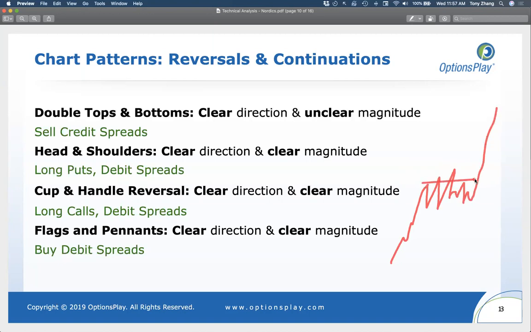So this could be in all different shapes of flags and pennants, but basically it's a consolidation period after a big move, and then you project another big move to the upside. These, just like a head and shoulders pattern, have a measured move, and this gives you a sense for magnitude, so you can project the entry into the consolidation and then the exit. So when you have a clear sense for direction and a clear sense for magnitude with these types of patterns, you're better off buying a debit spread.